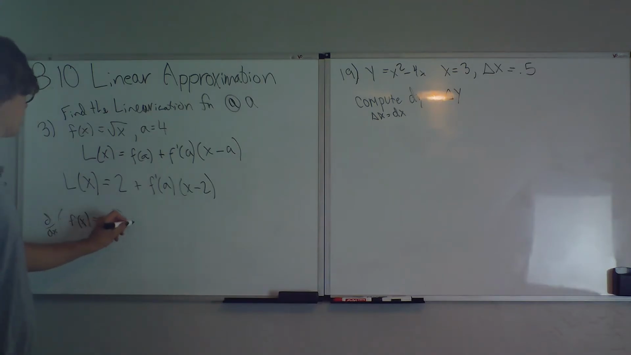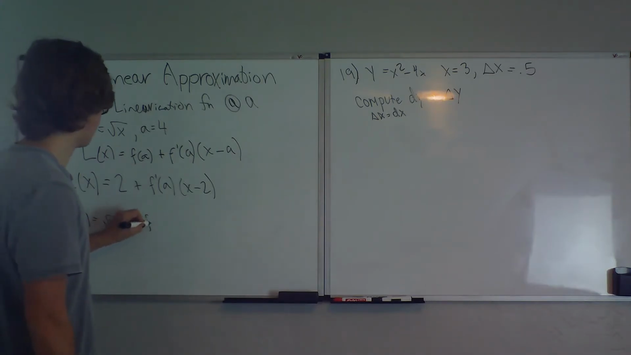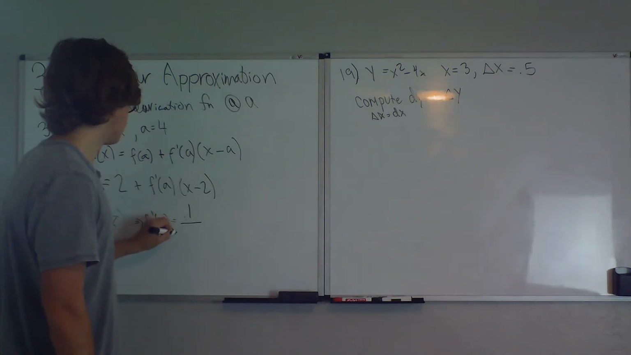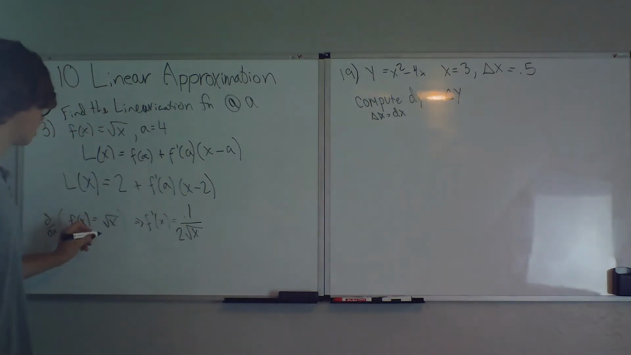And we use power rule, and we get that f prime of x is equal to 1 over 2 root x. And how do we get that? Because this is equal to x to the 1/2, and then we do power rule, so minus 1, and we bring out the 1/2 in front, and we get that.